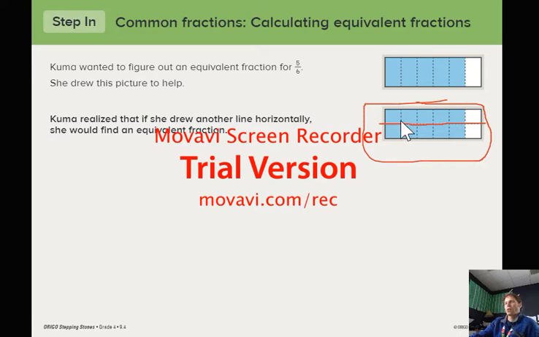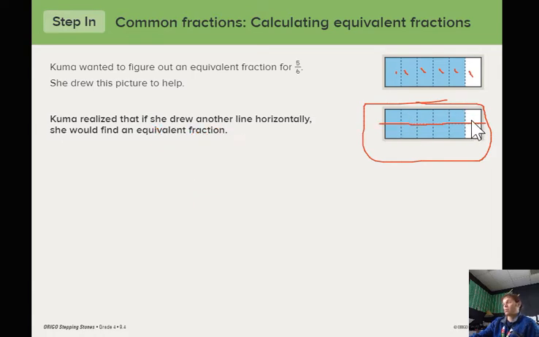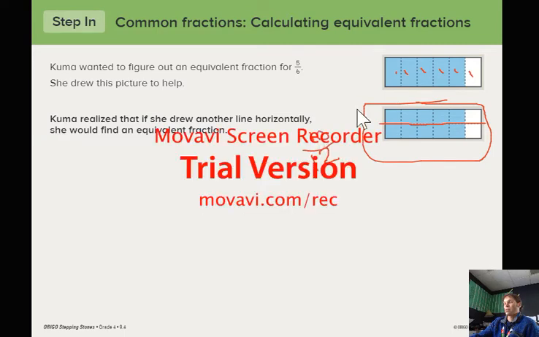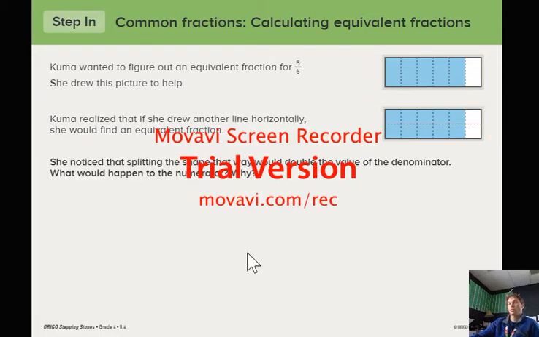And if you're looking at it going, okay, this was 1, 2, 3, 4, 5, 6. This is double 6, so 6 times 2 is 12. So here's 12. So this is now 12ths. And how many of those pieces are going to be colored? Well, it's going to be 10 of them, because this had 5 of them, so 5 doubled is 10. So 10/12 is going to be equivalent.